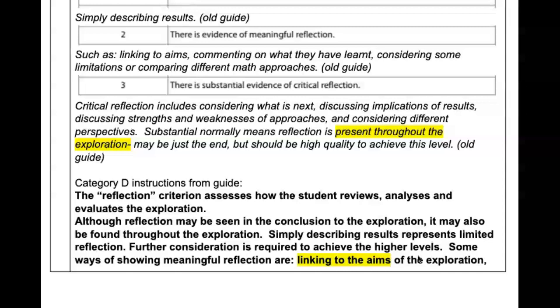A lot of times people will say their aim is like finding an equation model, and then at the very end they get the equation model from Desmos or something, and they never even write the equation down. They never analyze a coefficient. And then at the end, you're kind of like, did the person really want to find the model? Because once they found the model, they did nothing with it. Okay, so you really want to link back to the aim.